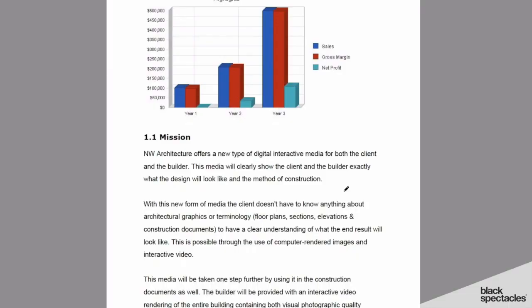And then after you've said what your mission is, there should be a little bit of discussion about why that's useful. So in this case, they're saying, with this new form of media, the client doesn't have to know anything about architectural graphics or terminology to have a clear understanding of what the end result will look like. So they're saying, we're going to do lots and lots of rendering. All of our design processes will be rendered so that the clients, when they're making their decisions, can see it's not just about understanding floor plans and elevations, but about being able to see what the decisions they're making are really going to be like.